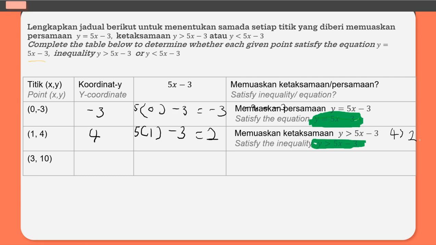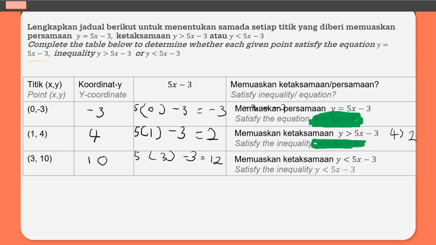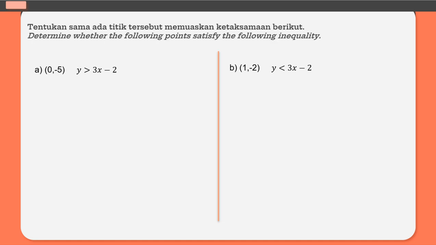The next one, we have the point (3, 10). So here the y coordinate is 10. And then we want to insert the value. So we have 5 times 3 minus 3. So this one we get 15 minus 3. So we get 12. So we know 10 is less than 12. Therefore, it satisfies the inequality y less than 5x minus 3, because we have 10 less than 12. Okay. This is how you validate the conjecture. Okay, so we move on.